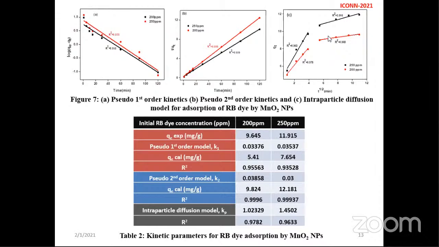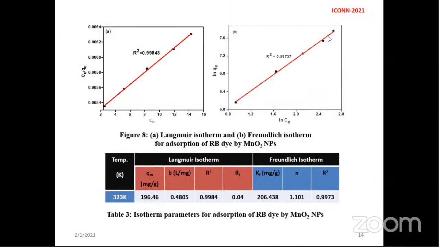In the intraparticle diffusion model, two plots are shown, which signifies that the adsorption takes place in two steps. One is the diffusion of the dye molecules, and the second plot signifies that equilibrium has been achieved between the dye molecule and the MnO2 nanoparticle. Then we did the isotherm study with both the Freundlich and Langmuir isotherms. Our study fits well with the Langmuir isotherm because the R square value is nearly equal to unity, and the adsorption capacity was found to be around 196 milligram per gram, which is very high compared to other adsorbents.